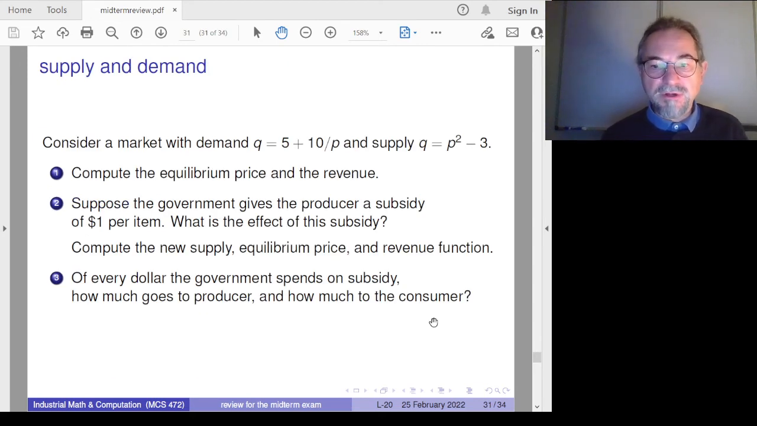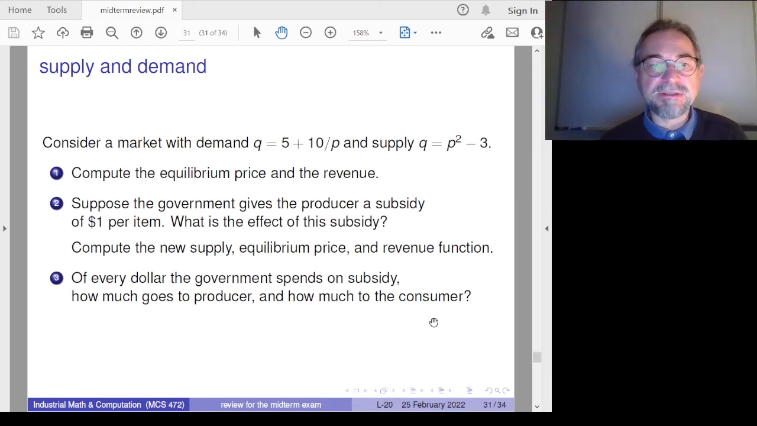Okay, so now to our last question. We consider a market with two simple demand and supply functions. So demand goes down when the price goes up. So you see here this hyperbolic. When the price is zero, the demand for the quantity will be infinite, which is actually not so realistic. But the model works around the equilibrium price. So the supply function goes up. Compute the equilibrium price and the revenue for this problem.